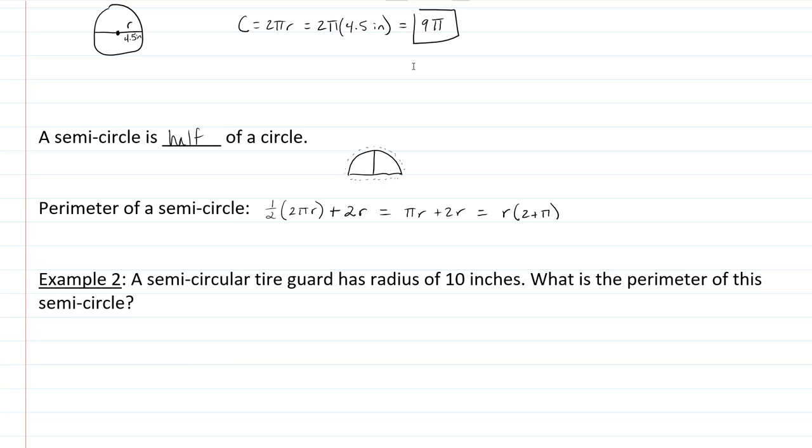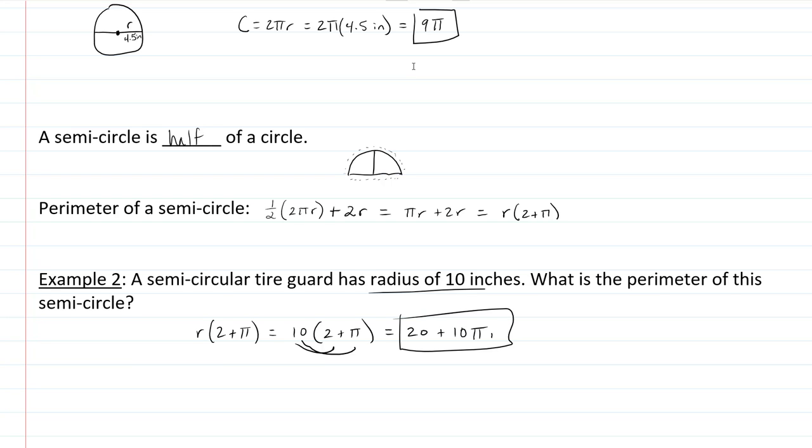So let's go through an example. A semicircular tire guard has a radius of 10 inches. What is the perimeter of this semicircle? So if we use our formula, r times 2 plus pi, r is 10 inches. So this becomes 10 times 2 plus pi. And if we factor or distribute the 10, we get 20 plus 10 pi. And we can leave it in this form. Inches.